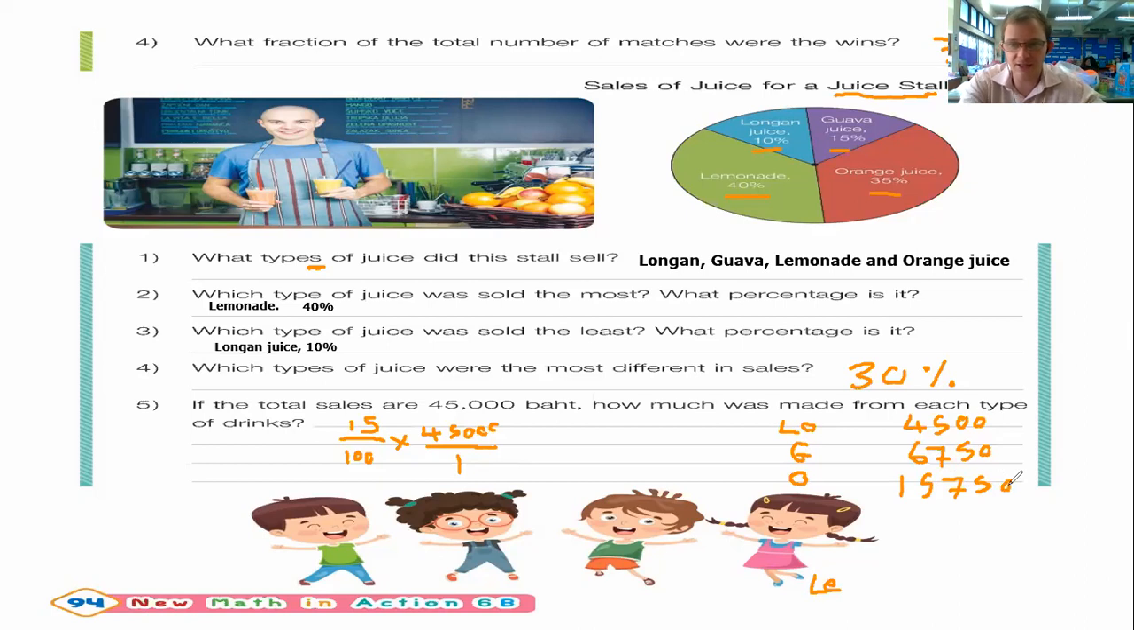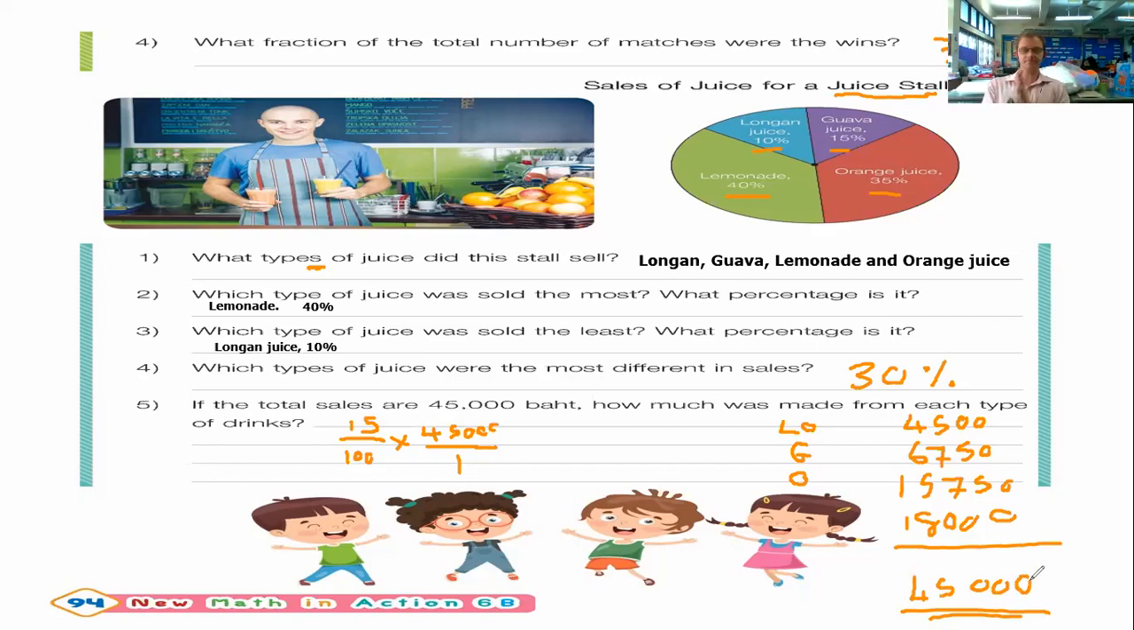And the last one, lemonade, is at 40%. You can tell me what is the answer there? Very simple, 18,000 for lemonade. And if we add them all together, at the end, we can write them underneath each other. And if we add them all together, we have to get to the amount of 45,000 baht. If we get to that amount, we know we worked correctly. Okay. Excellent, excellent.